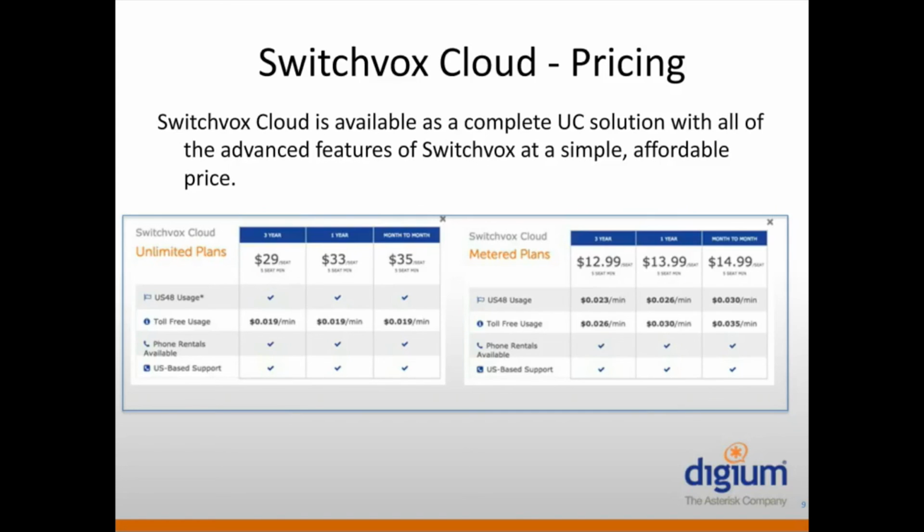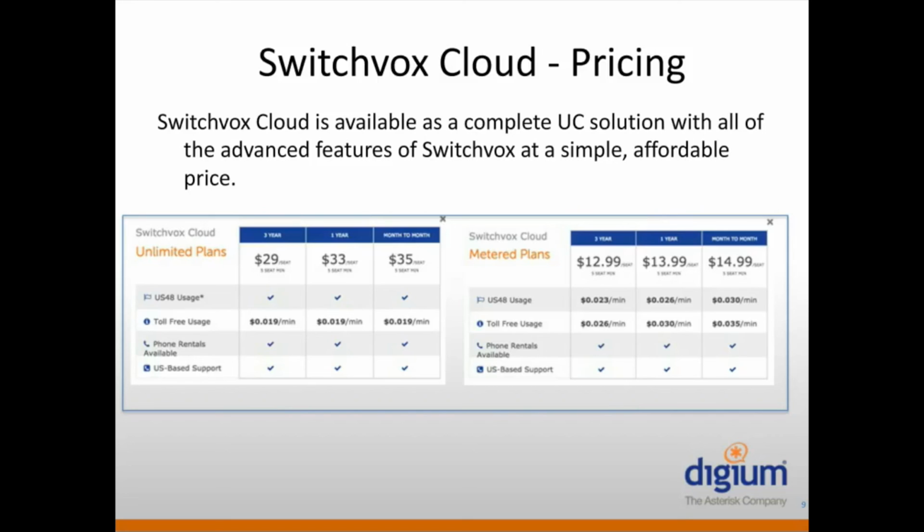So we have 2 different pricing plans with Switchvox Cloud, and it's for different purposes and for different company types. So the one on the left is unlimited plans. So we have the ability to have cloud plans starting at $29.99 per user per month. That's with a 3-year contract, and go as high as $35 per user per month, and that's month to month with no contract. But again, if you were to compare even the $35 per month per user to a RingCentral or 8x8, and you compare it apples to apples with all the features included, you would be much, much higher than that amount.